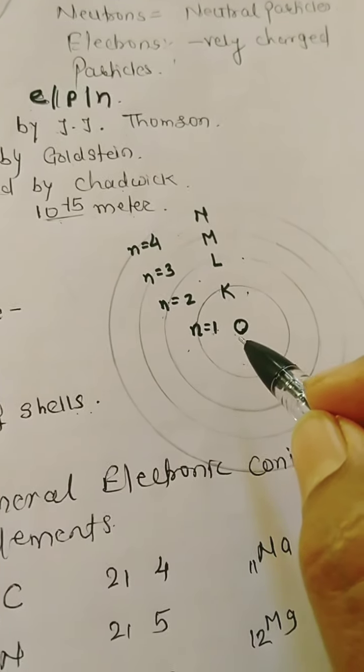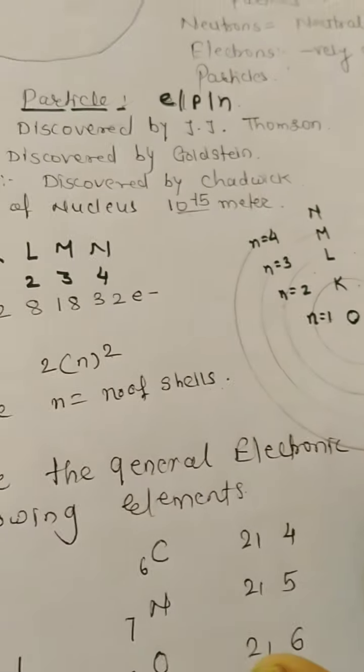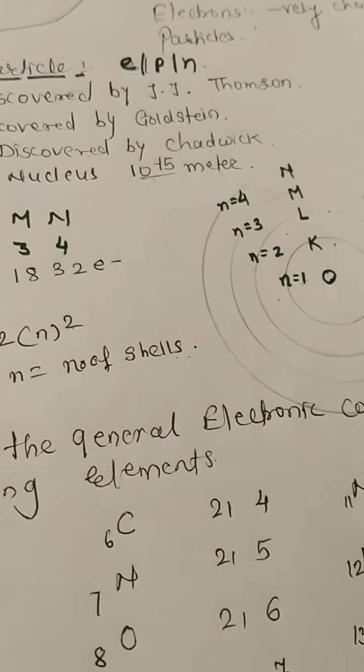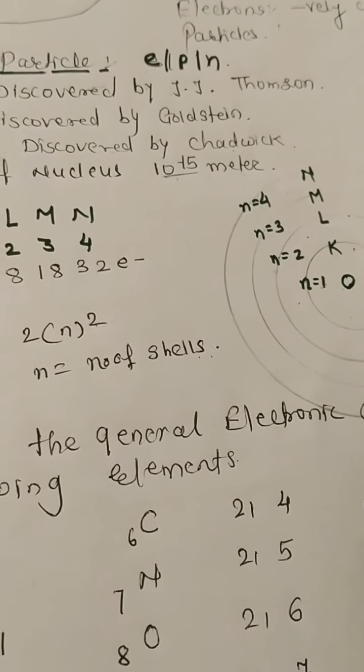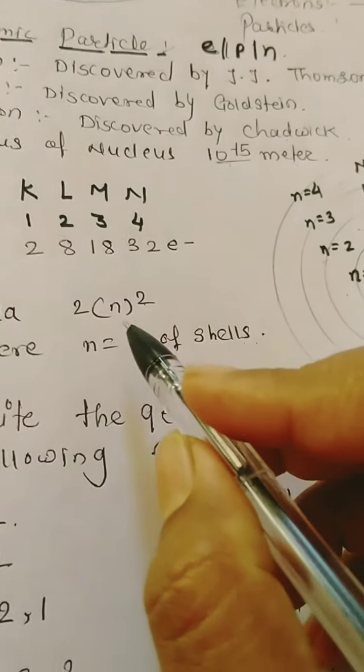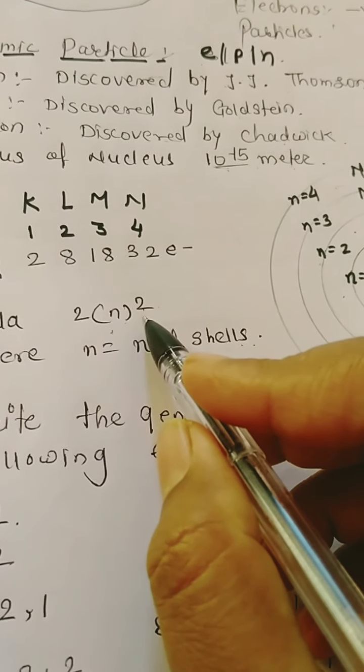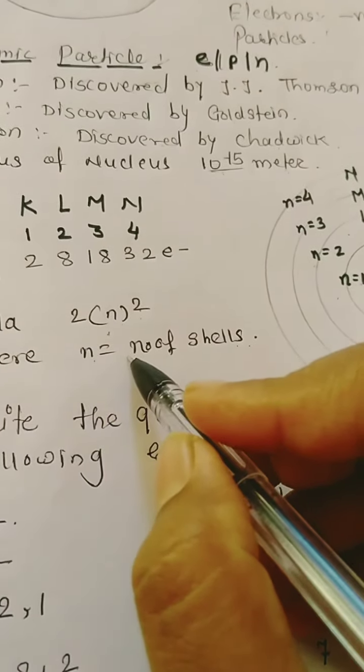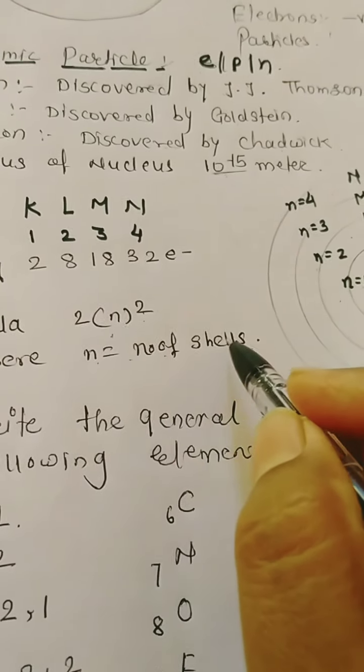But each shell has its capacity. हर शेल को एक कैपेसिटी होती है. ये शेल की कैपेसिटी फाइंड आउट करने के लिए हमारे पास एक फार्मूला है. That formula is nothing but 2n², where n is nothing but the number of the shell.